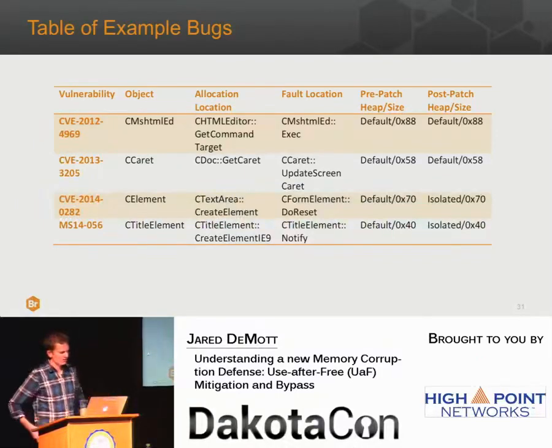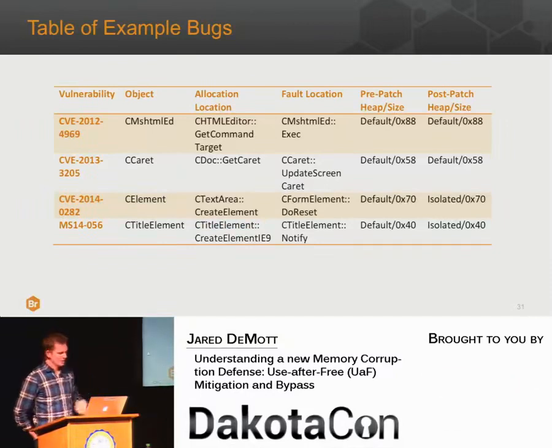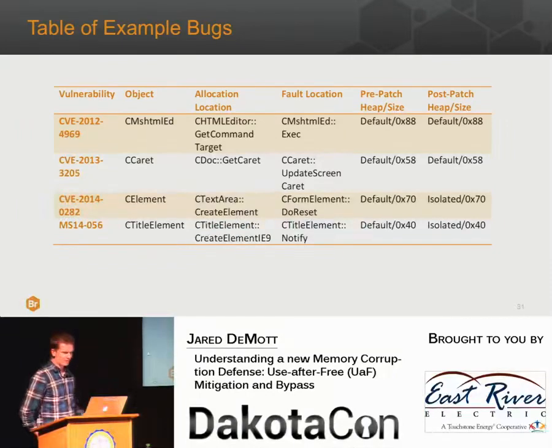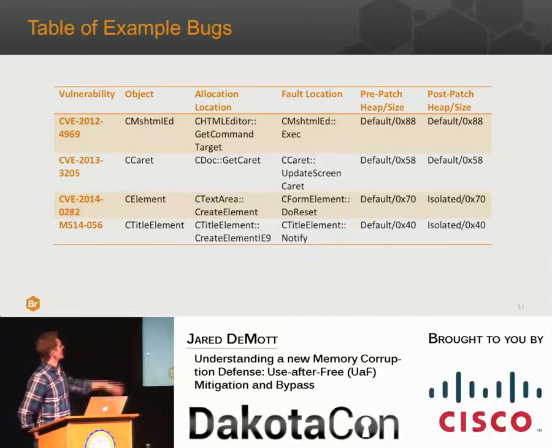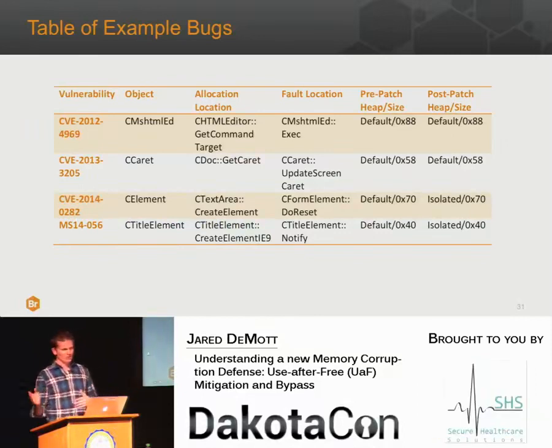I had to figure out specific things to do this sort of testing, like what object was being used after free and where did it happen: where was it allocated, where was the fault location, what was the size of the object in question, and what heap did it live on before and after the protection. Those were the things I wanted to track. Interestingly, 2 of the 4 still live on the default heap even after the isolated heap was put in place. So that gives you an idea that cleanly separating which object goes to which heap is not always a trivial thing.